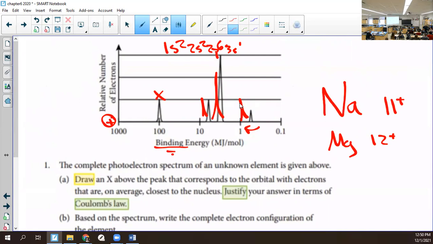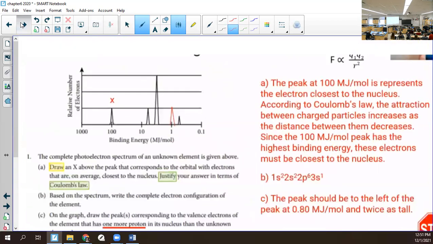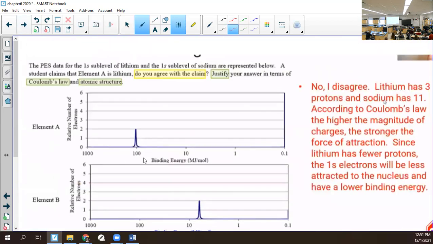You have the graph. It wants the configuration, and then it will test your knowledge of Coulomb's law in some way. So the knowledge of Coulomb's law on this one was, if you add a proton, it will shift this left. Yada, yada. Those are the answers.